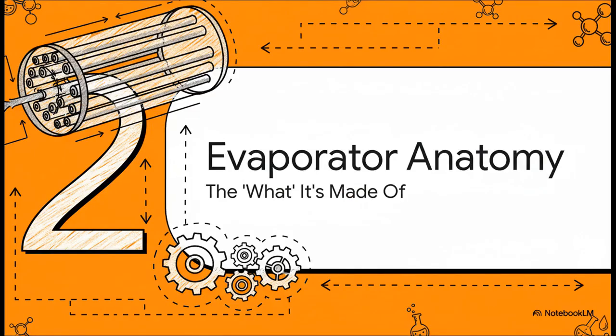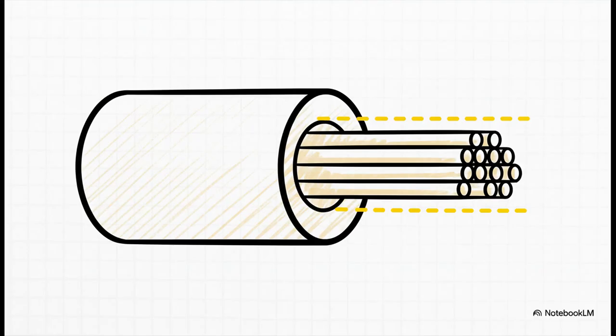Okay, so we've got the why. Now let's look at the what. Understanding the construction, the anatomy of this machine is so important, because once you understand the parts, the whole process just clicks. First thing you'll notice is the main body. It's this big cylindrical tank. But the real action, the magic, happens inside. It's packed with a whole bundle of tubes, and they're all arranged horizontally. That specific layout is exactly what gives the horizontal tube evaporator its name, and it's totally key to how it functions.